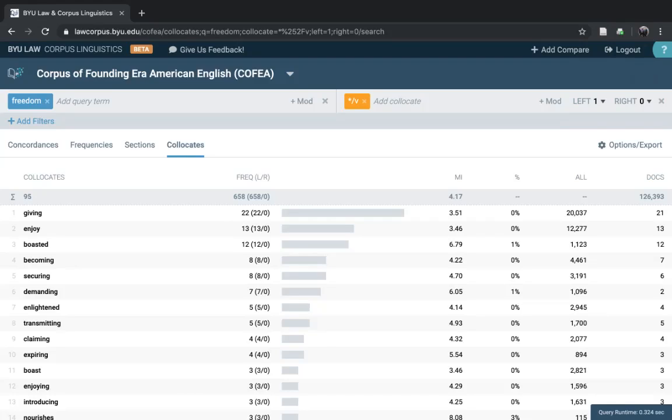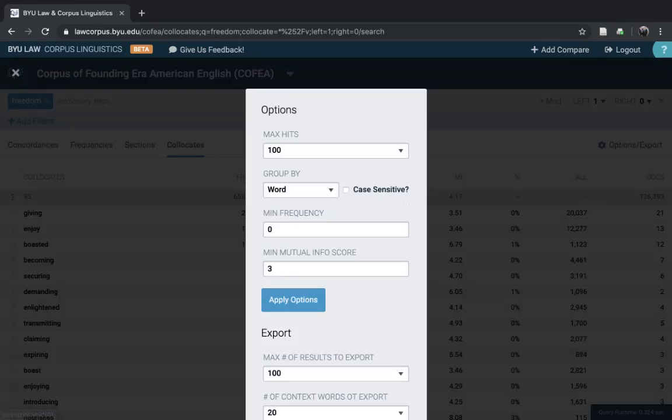So the options box is especially important when we're looking at collocates. Let's open that up here. We can change the max number of hits. We can also change the minimum mutual information score and minimum frequency. It's not important to have a strong understanding of the underlying math behind a mutual information score, but it is important to know what it measures. Mutual information score is a measure of the relationship between two words. The higher the number, the greater the strength of the relationship between the two words.